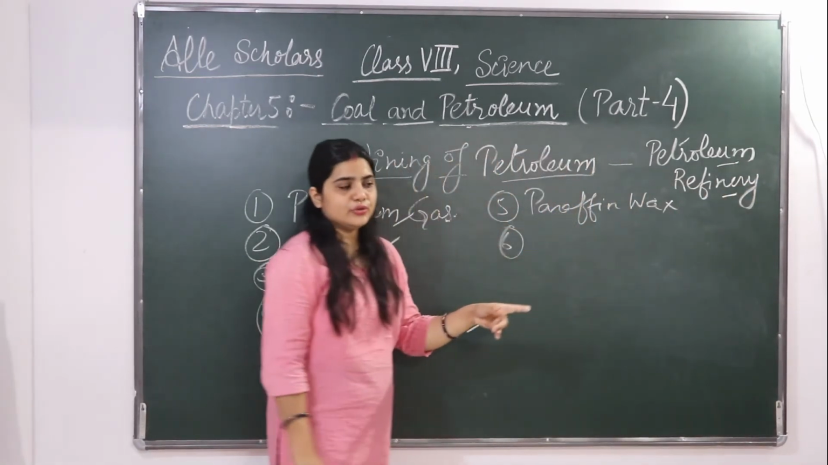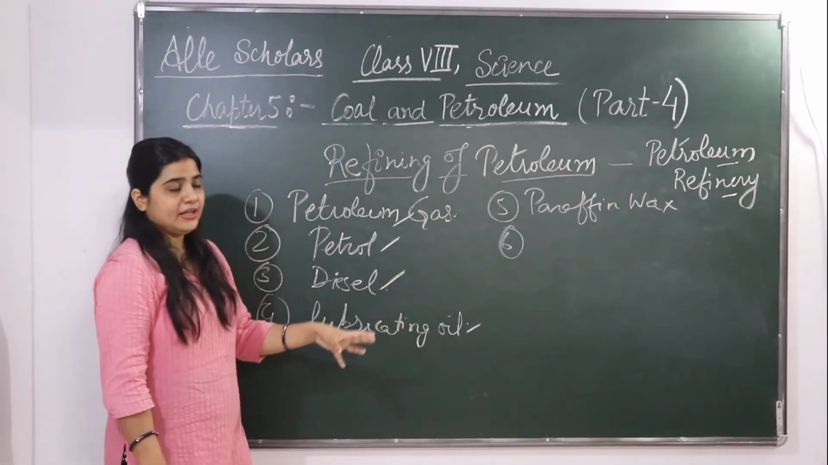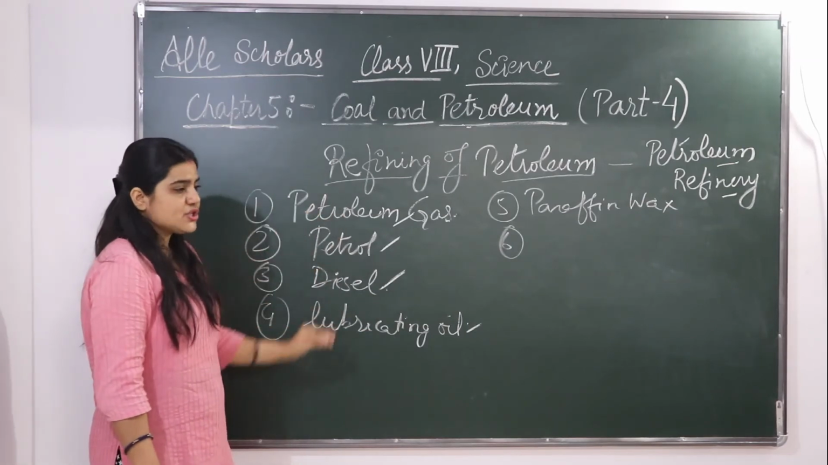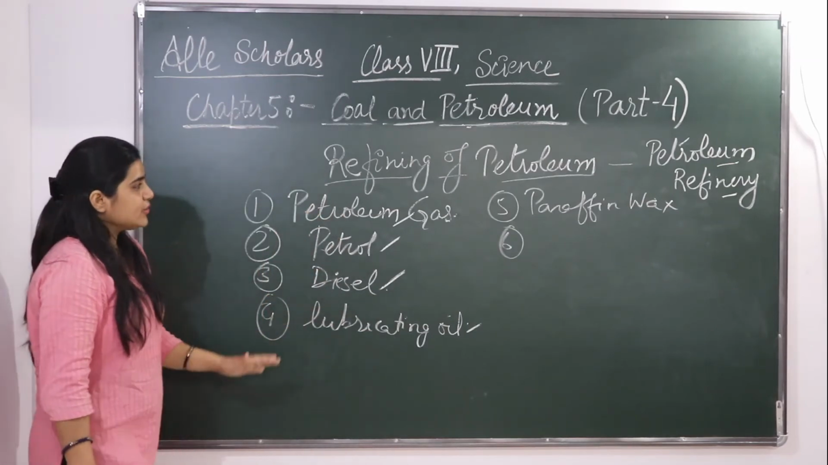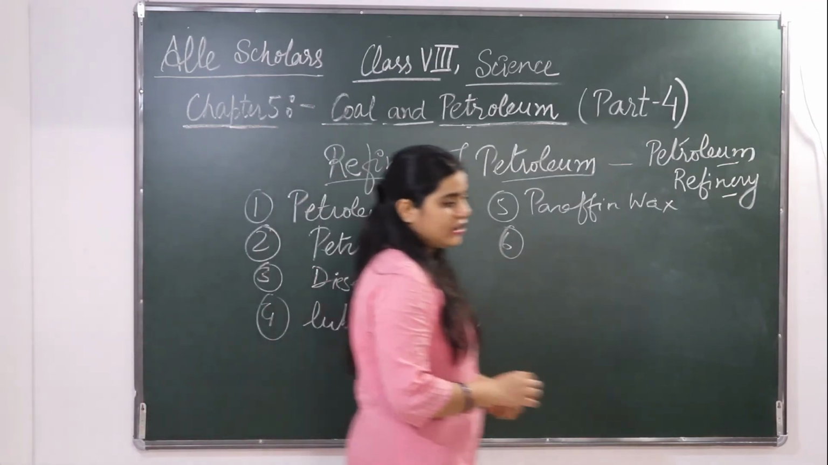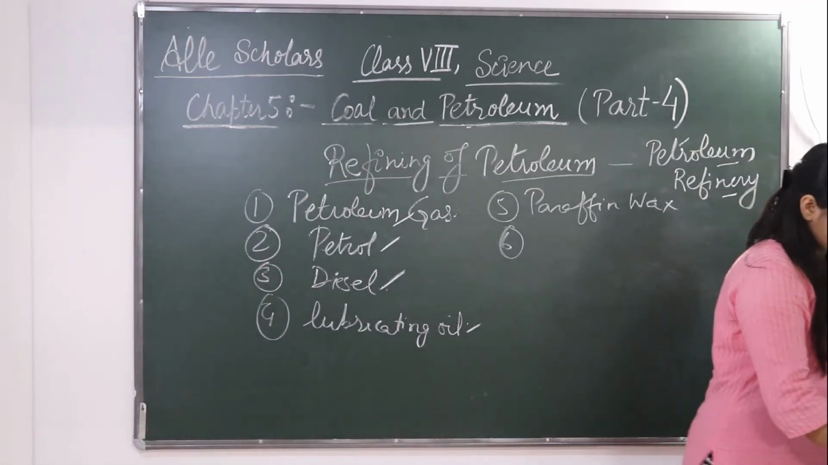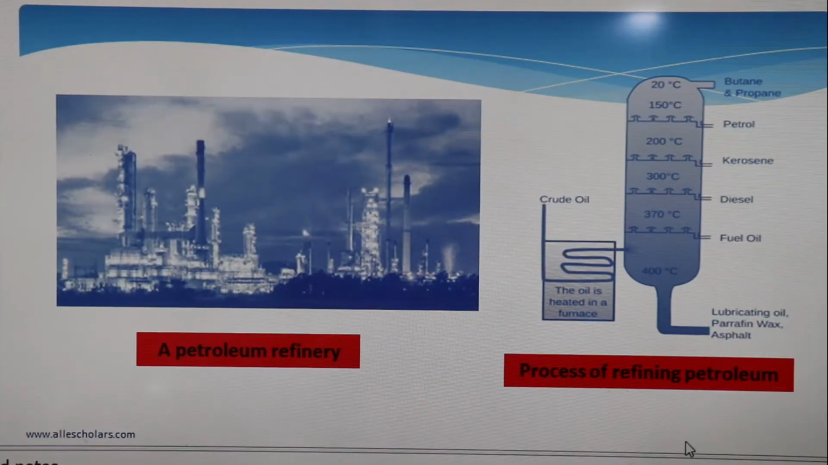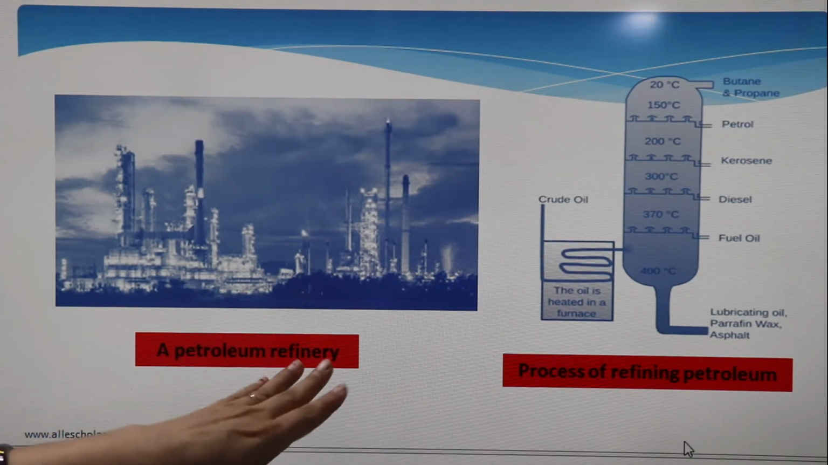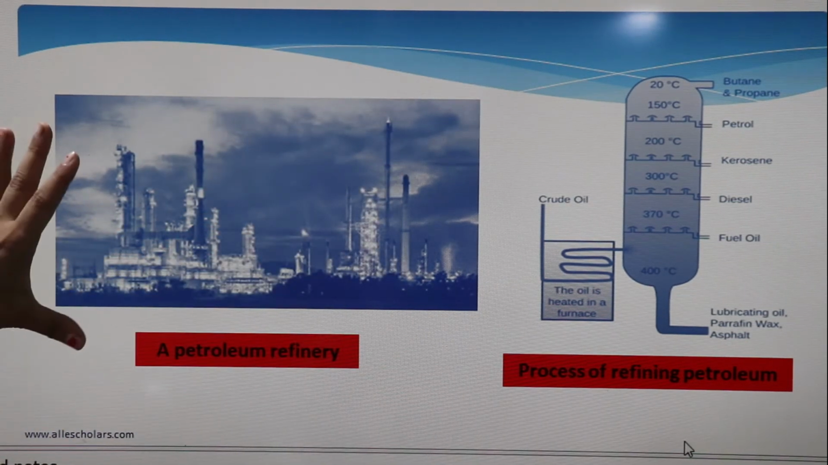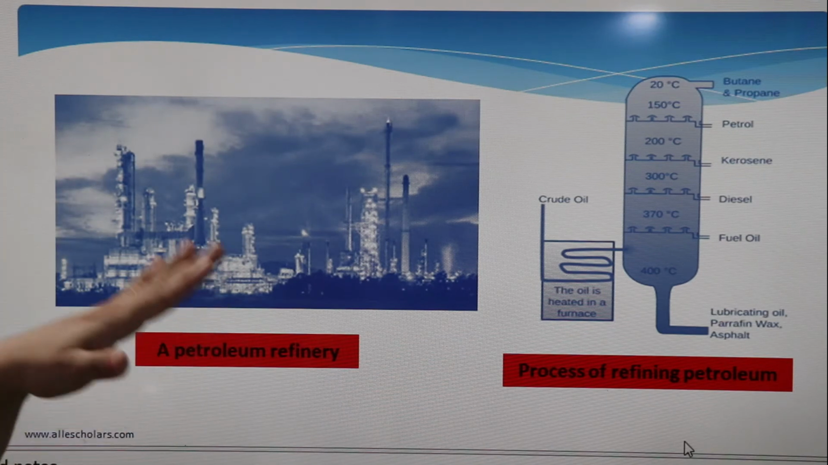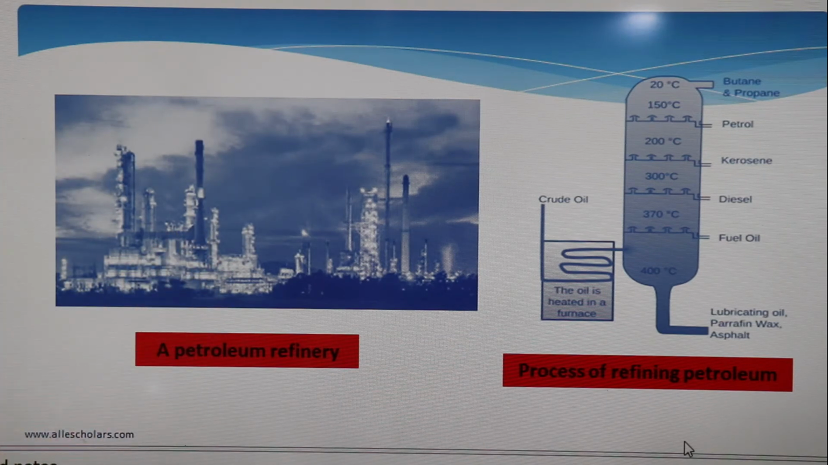Okay, now I will show you the figure of this petroleum refinery and also the table which will show you which are the constituents which are being formed when refining of petroleum is being done. Okay, so let's see. As I have told you, the refining of petroleum takes place at a petroleum refinery. Here you can see this is a diagram of a petroleum refinery where the refining of petroleum is being done. Now let's see the process of refining petrol.